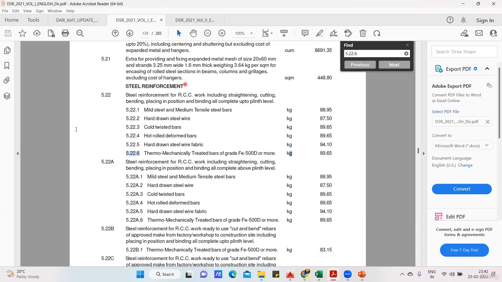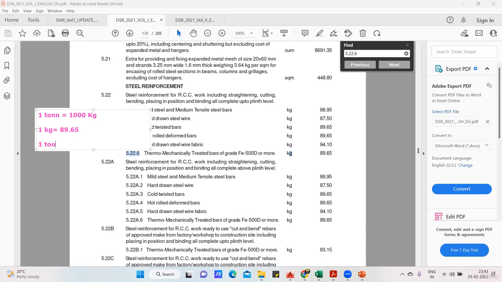This is for per kg. So what I'll do for ton? 1 ton is equal to how much? 1 ton is equal to 1000 kg. So always remember 1 ton is equal to 1000 kg. For 1 kg, what is the rate given? For 1 kg, the rate given is 89.65. Then for 1 ton, how much will it be?